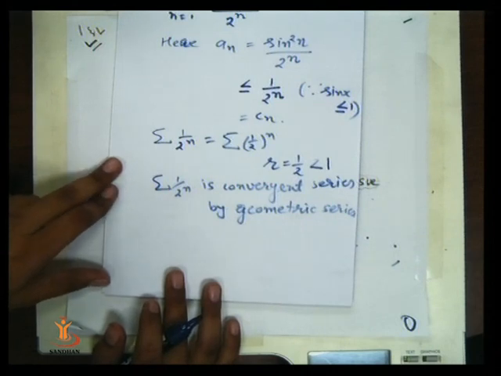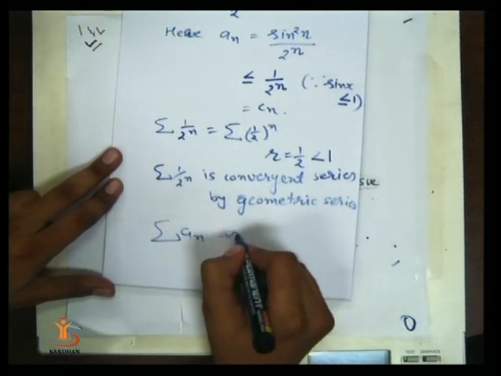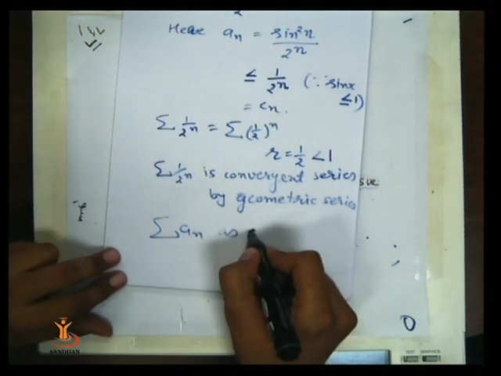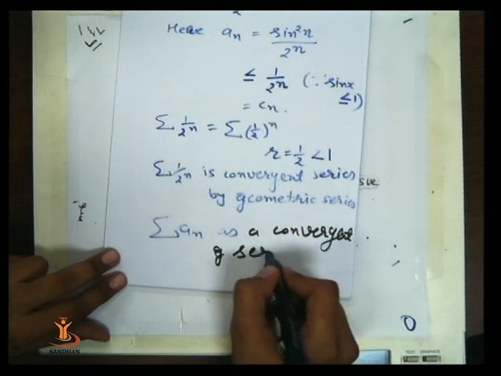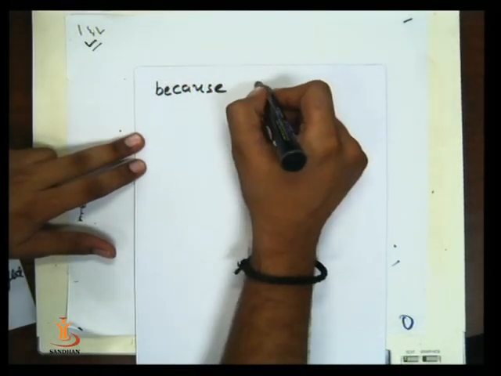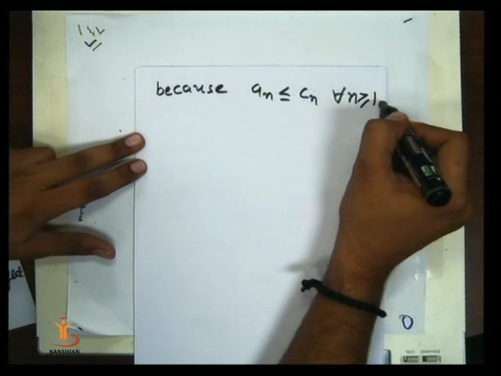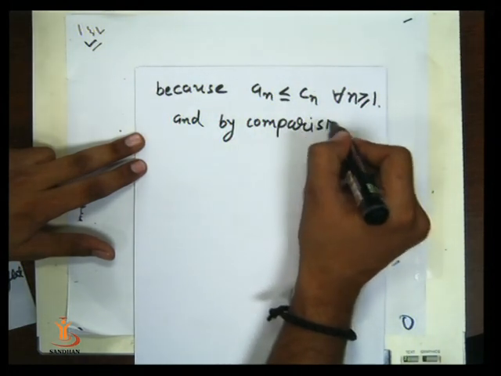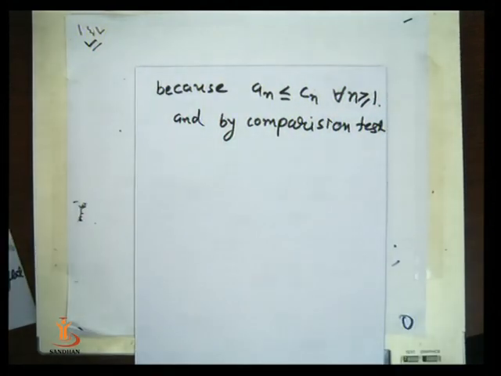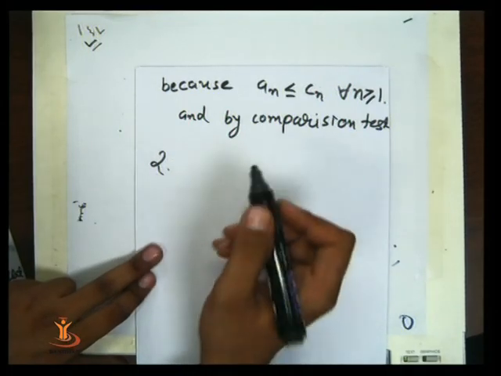So here what we have is that summation Cn is a convergent series, because an is less than or equal to Cn for every n greater than or equal to 1, and so by the comparison test summation an is a convergent series. So the first example, that is sine square n upon 2 raised to n, is a convergent series. Now let us discuss the second example.